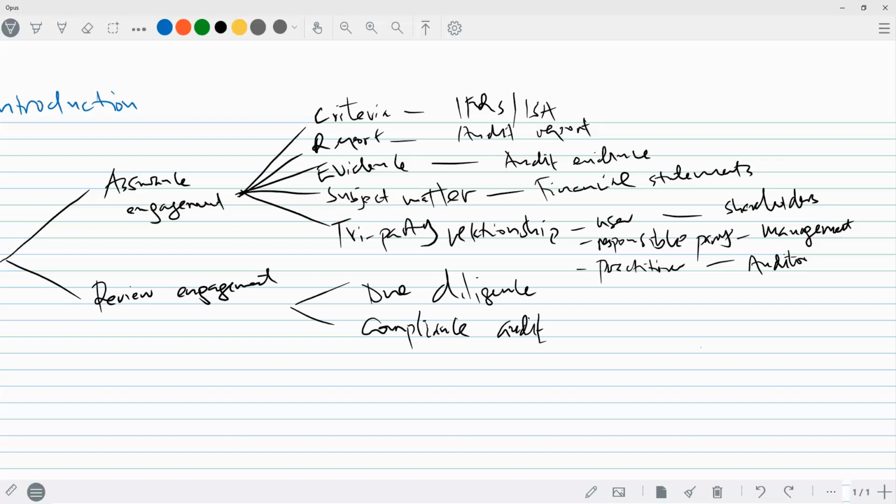We are the ones who want, for example, to assess whether our company is in compliance with the laws and regulations that govern the operation of this particular company. So all these fall under the case of the review engagement.